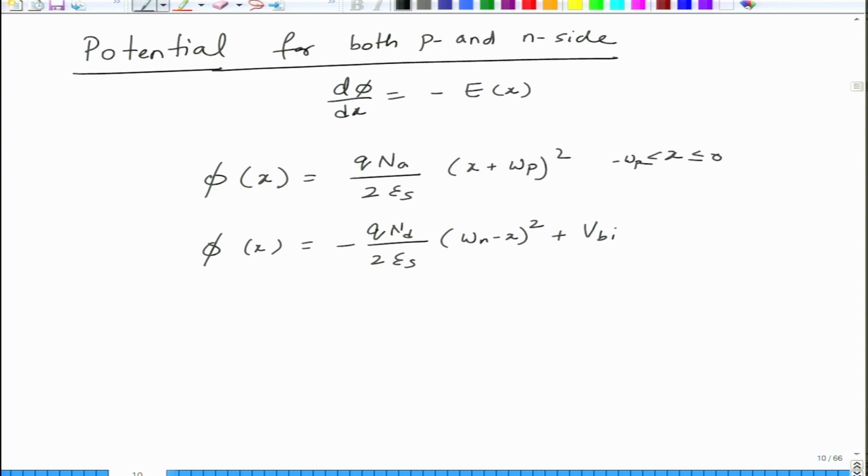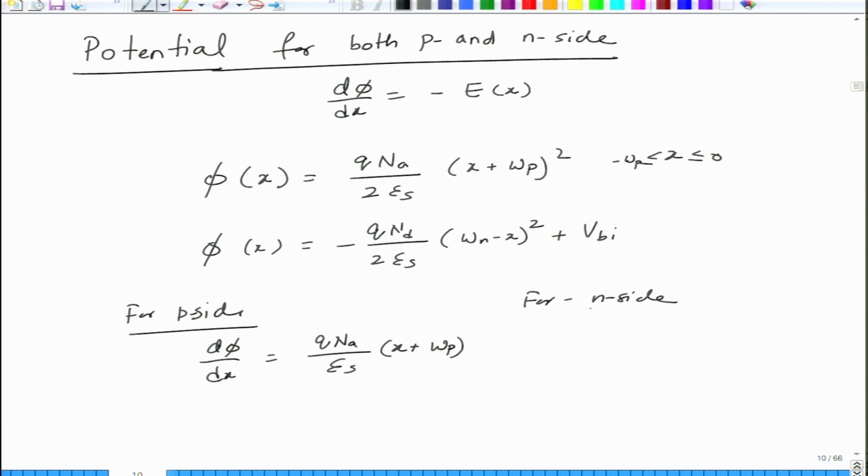Let me just write the basic expressions. For the p side you will have d phi by dx as q N_A divided by epsilon S into x plus Wp, whereas for the n side you will have to integrate it. So, if you look at phi(x), the integration will take place from phi(x) to Vbi, because you are starting like this, right.